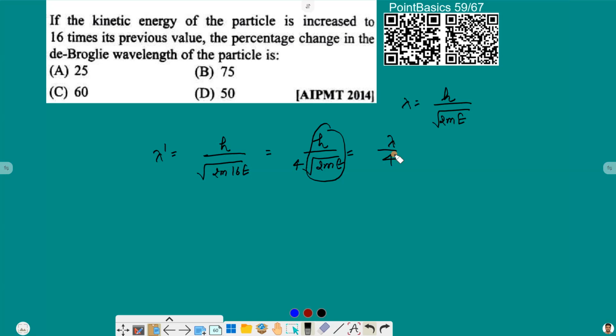Now, initially the wavelength was lambda, final wavelength is lambda by 4. So how much percentage change is there? Basically, it is 75%. Or we can calculate it using delta lambda by lambda into 100. Delta lambda is the change in wavelength, that is basically 3 lambda by 4, by lambda, into 100, which will give us 75%.